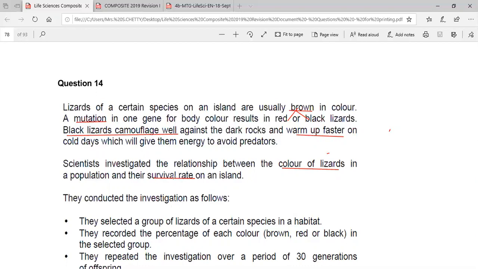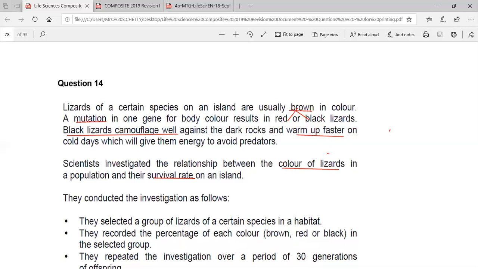So whenever you're reading something, think about how they went about doing the investigation and how you would go about doing the investigation. They selected a group of lizards of a certain species in a habitat. Of course, they have to be of the same species. Isn't that so for validity? They recorded the percentage of each color, brown, red, or black in the selected group. So there was variation, and the variation was that they were different colors.